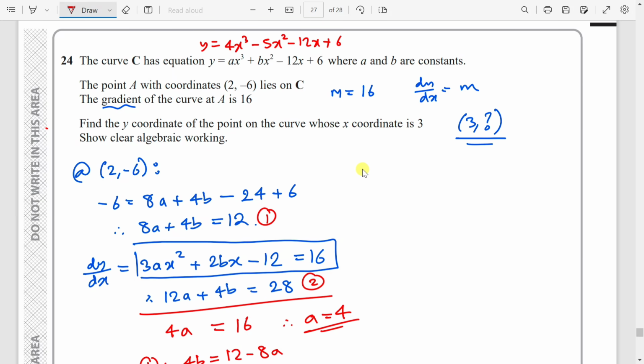So we know when x is 3, so let's just do it up here because we're basically done. So when x is 3, guys, just plug in 3 into this equation. So you're going to get 4 times 3 cubed minus 5 times 3 squared minus 12 times 3 plus 6. You should get a y value of 33. And that's it. That should be the end of the question, guys.